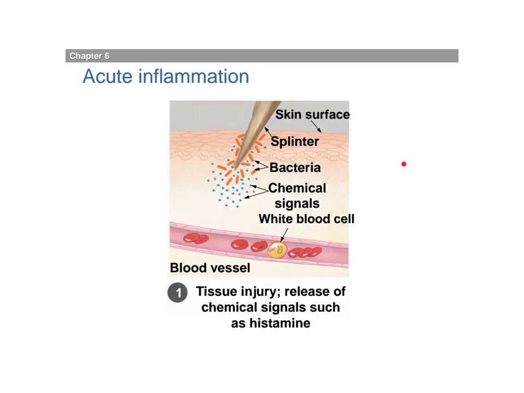Here's a picture to illustrate what I was just talking about. If you had a splinter and the splinter was dirty, so there were bacteria on it, immediately within the local area, there will be cells that will release chemical signals. And these chemical signals will activate white blood cells that are circulating in the blood to then enter into this local area.